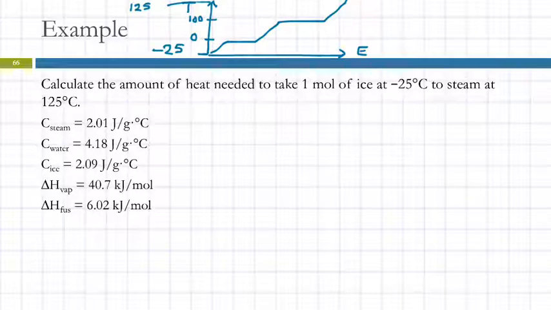So, yeah, you got a question? Can you figure the whole change all the way from the negative 25 to the 125 in one step? Yes, but just not for the phase changes, for everything else? No, you can't, because the specific heat capacities are different for ice, water, and steam. So it is 5 calculations, and then you add them together. There's not really a shortcut.